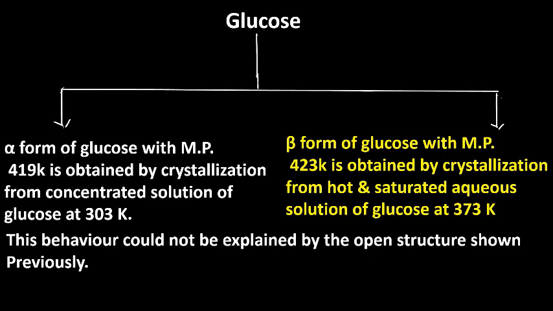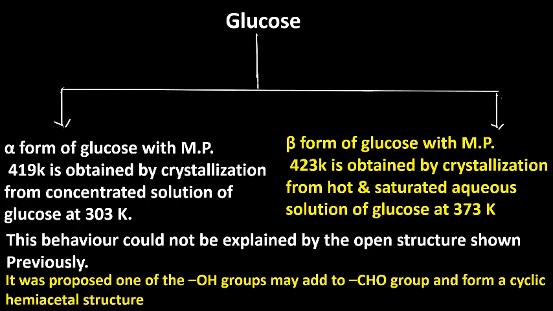So this behavior could not be explained by the open structure shown previously in the first slide. Therefore, it is proposed to have a ring structure. So it was proposed that one of the OH groups may add to the CHO group, that is the aldehyde group, and form a cyclic structure which is hemiacetal in nature.